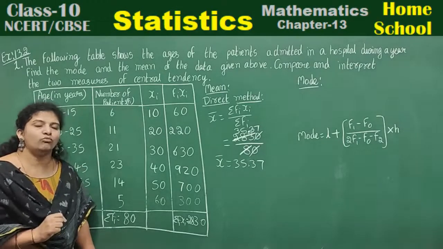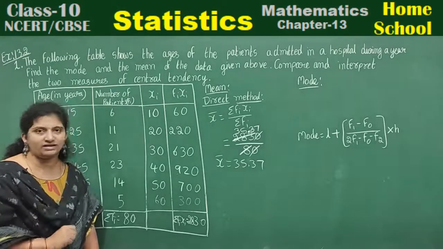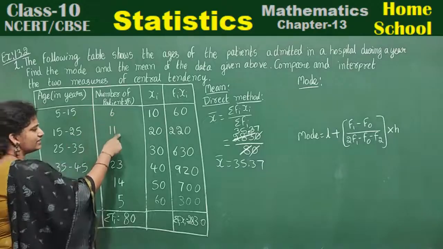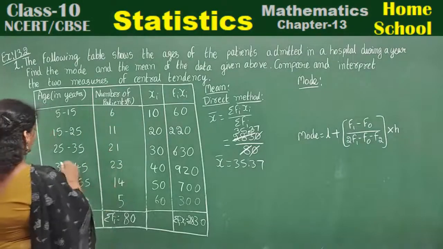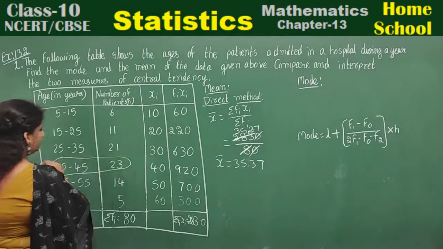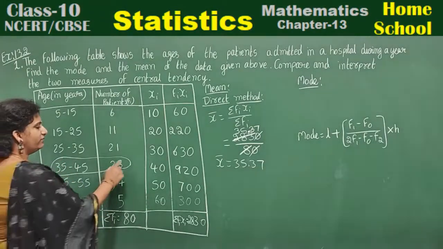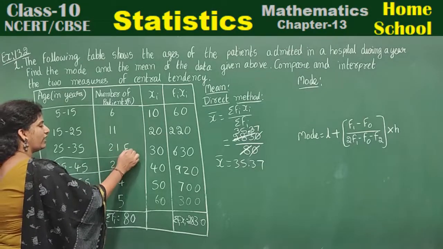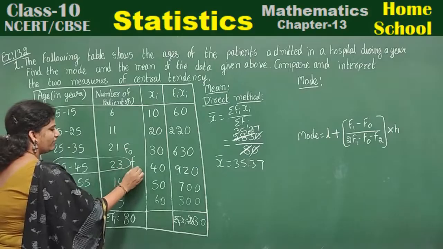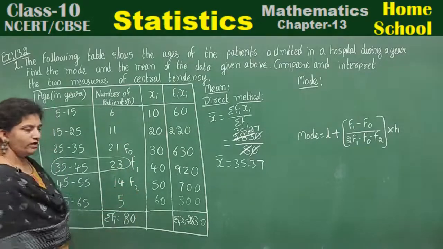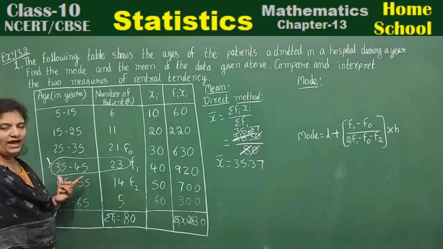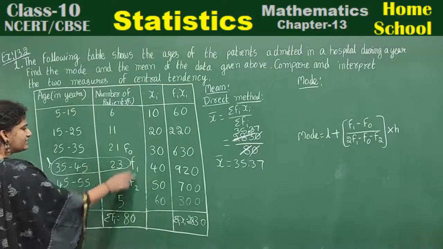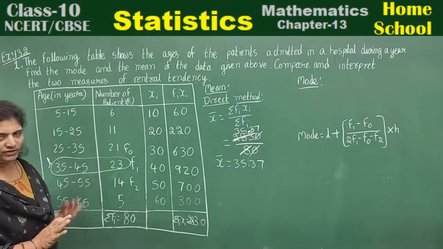In order to calculate mode, we need to first identify the modal class. What is a modal class? The class with the highest frequency. Where is the highest frequency here? Yes, 23. So let me circle it with a pencil. Now let us mark the frequency which is above as f0, f1, f2. And this is l. h is the class size, 45 minus 35, which is 10. With this, you can calculate mode for the given data.